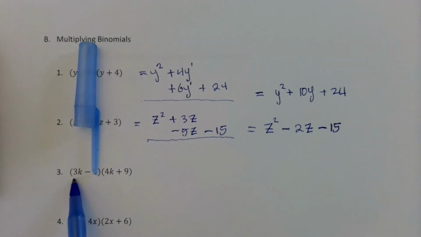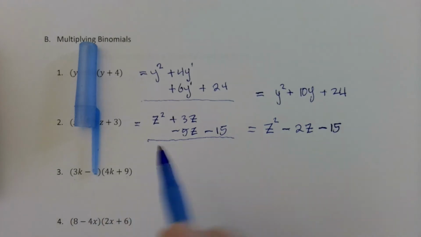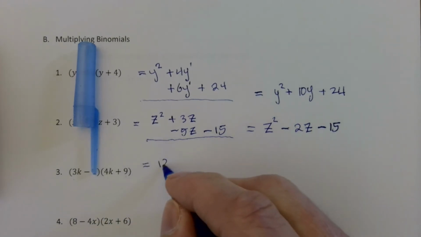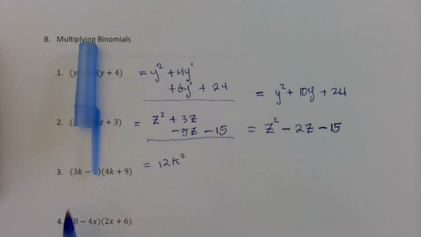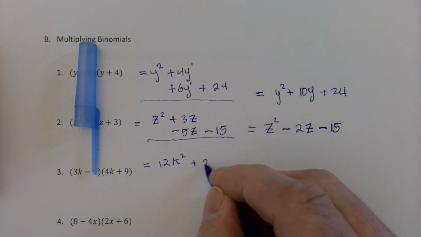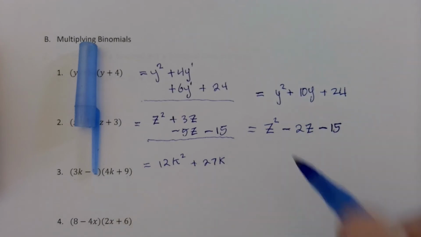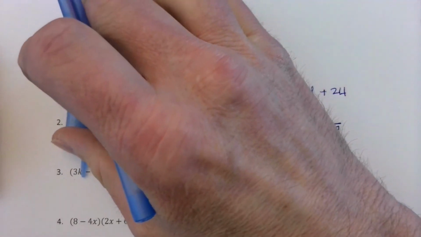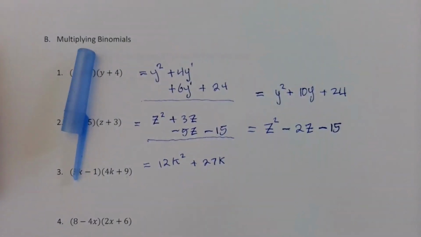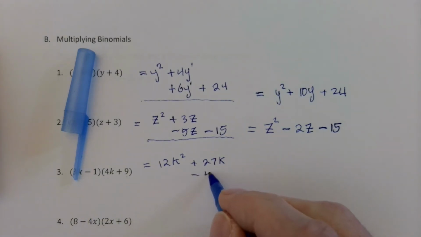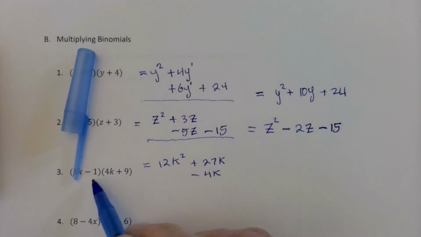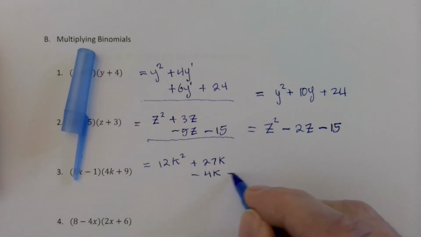Multiply through by 3k. Hit both the 4k and the 9 with a multiplication of a 3k. Ready? 3k times 4k is 12k squared. 3k times 9 is 27k. Now cover up 3k and multiply through with negative 1. Negative 1 times 4k is negative 4k. Don't forget to put the k factor on there. Negative 1 times 9 is negative 9.